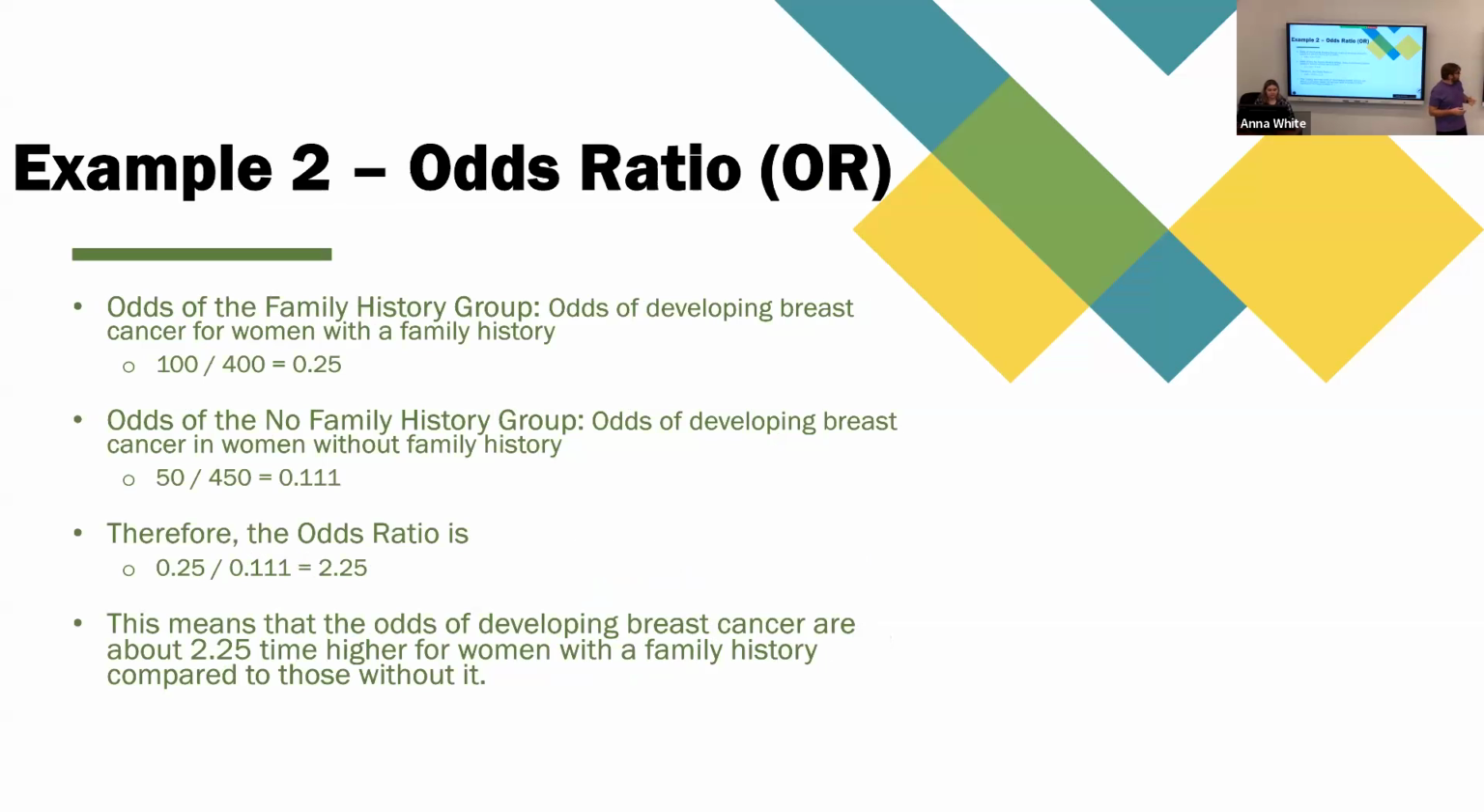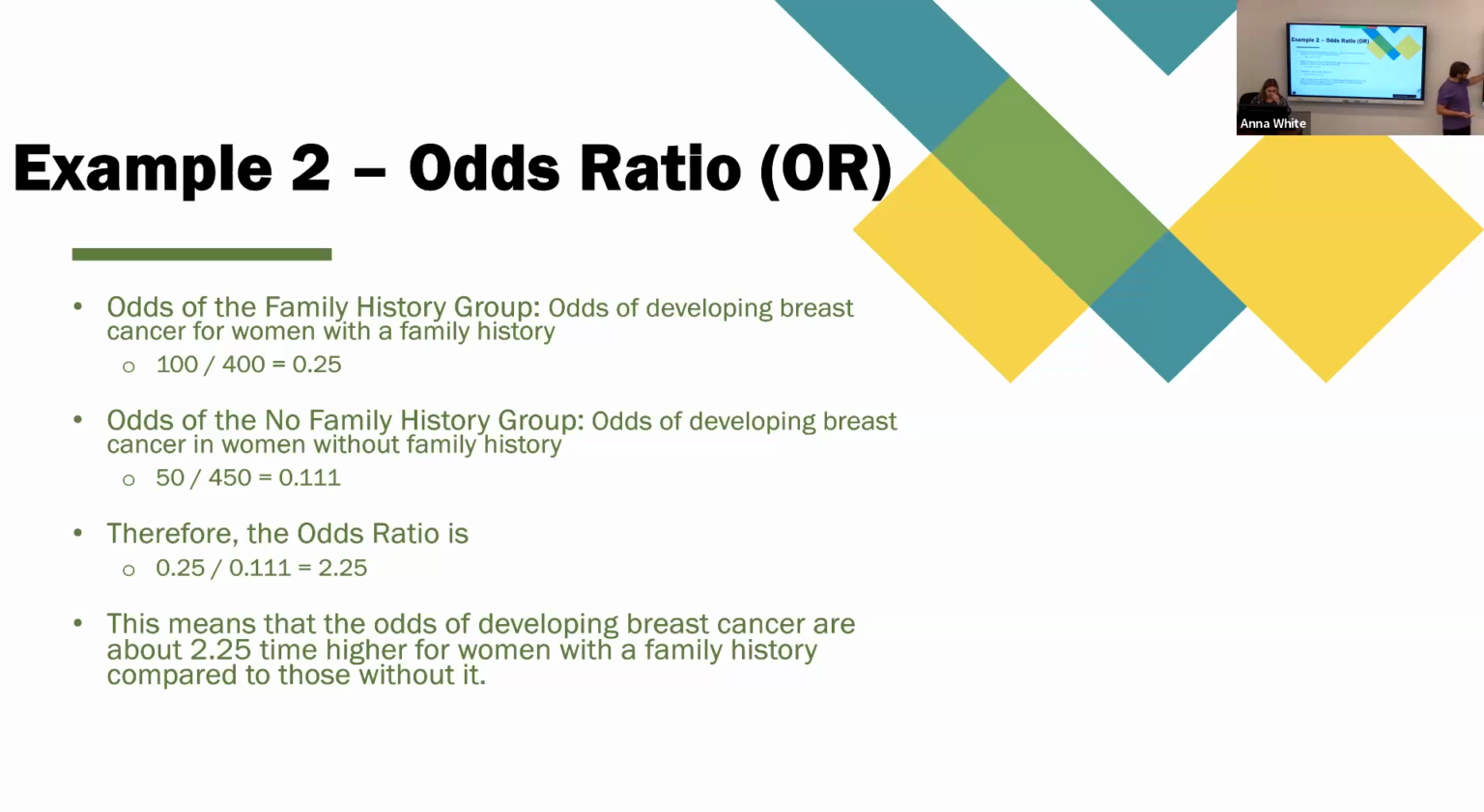So for the odds ratio, the odds of developing breast cancer in women that have a family history of it, you take the 100 women who developed breast cancer and divide it by the 400 women who had the family history but did not develop breast cancer, and you get 0.25 or 25%. So then for the odds of developing breast cancer with no family history of it, you get the 50 women who do not have a family history but did develop it, and divide it by the 450 women who had no family history but did not develop it, and you get 0.111.